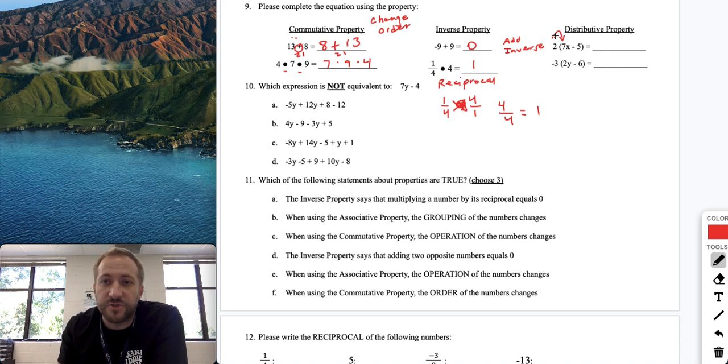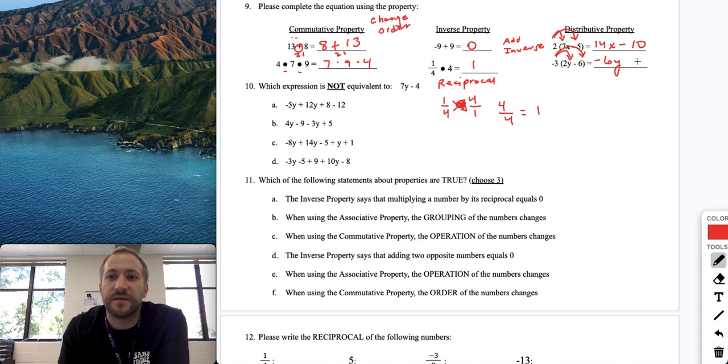If I actually go and distribute that 2 to everything inside the parentheses, I get 2 times 7x, that's 14x. 2 times 5, that's 10. And I'll just keep the subtraction sign I have right there. Let's look at the next one. I have this negative 3 I need to distribute. I'll distribute it out. Negative 3 times 2y, that gives me negative 6y. Negative 3 times 6, that gives me negative 18.